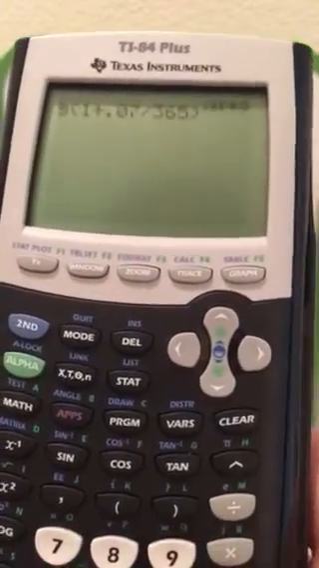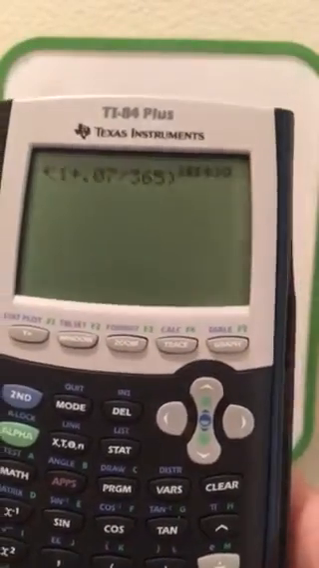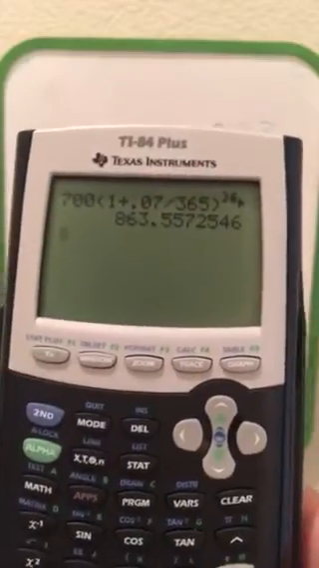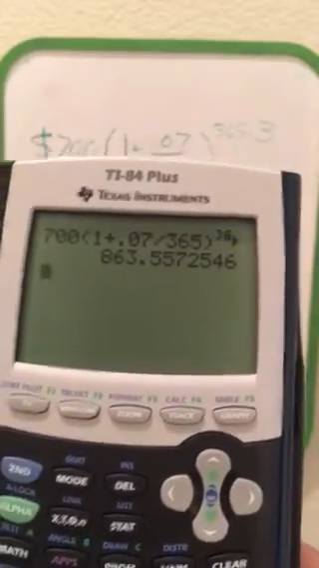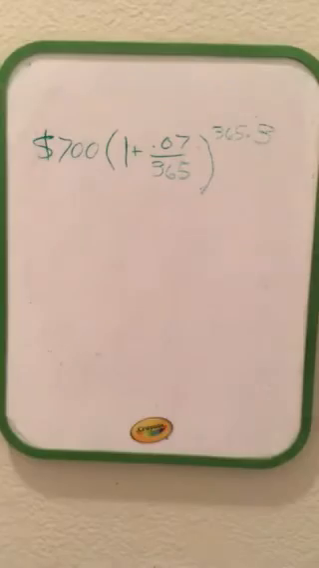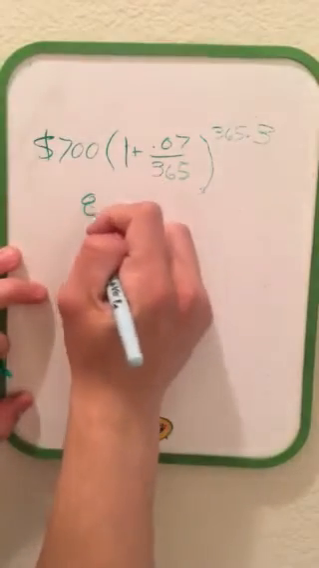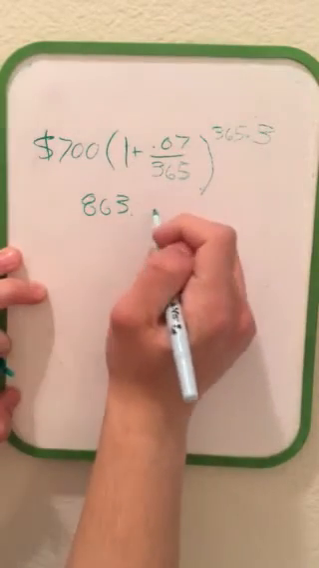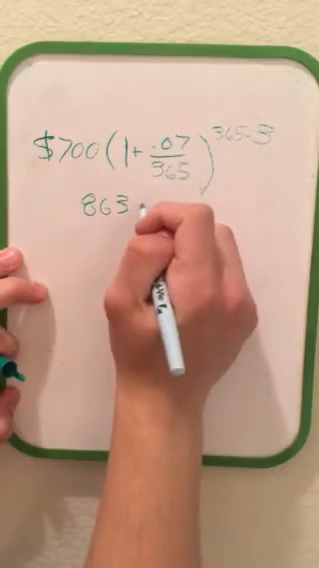365 times 3 years. Okay, our total is going to be $863.55, which is right. So $863.55.